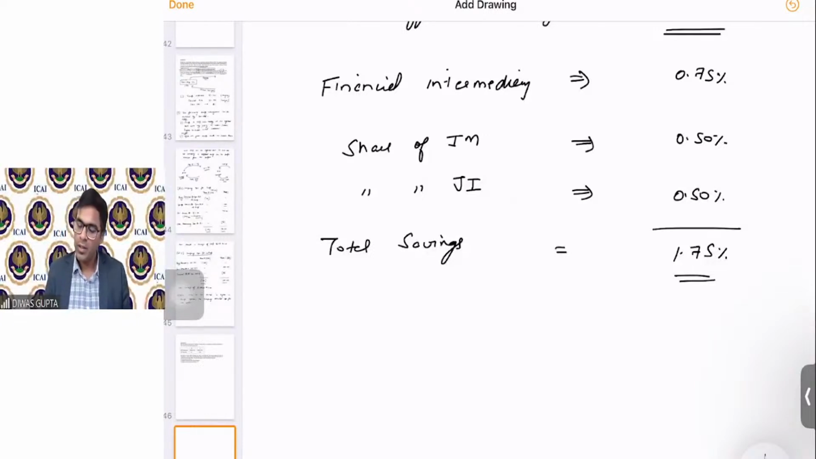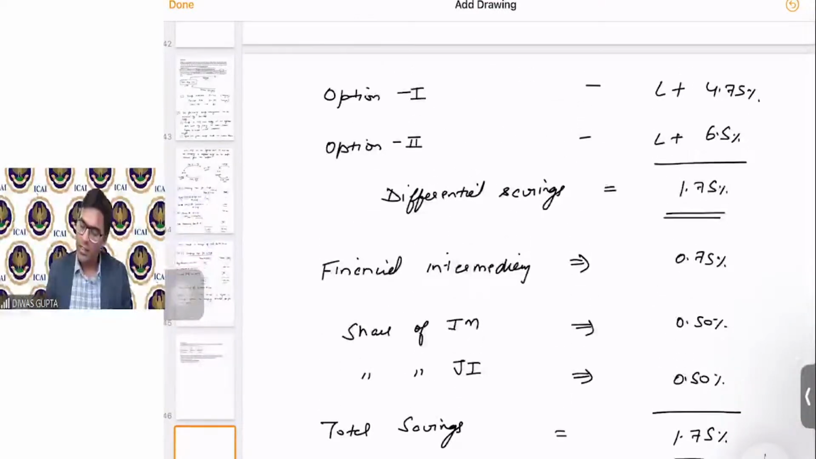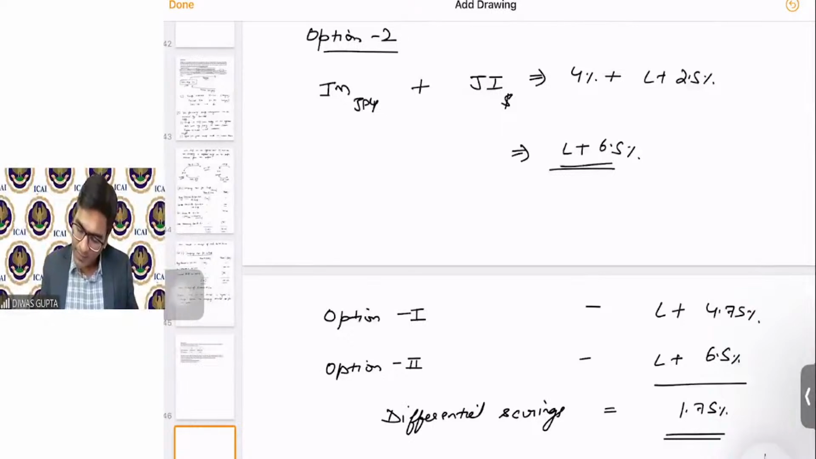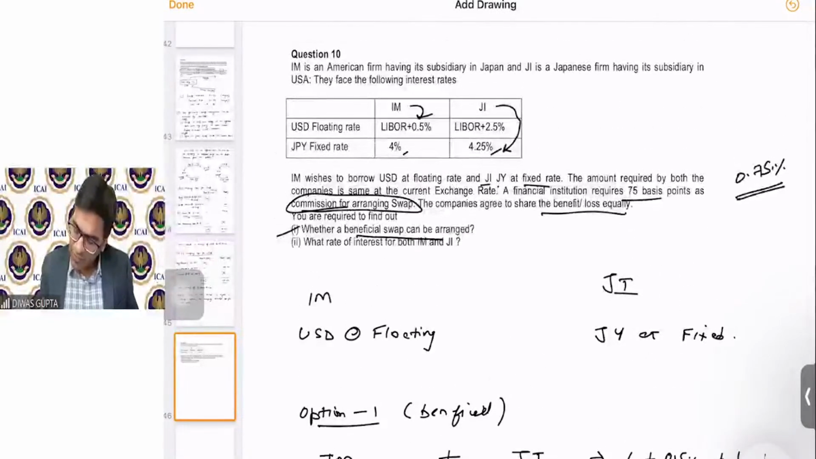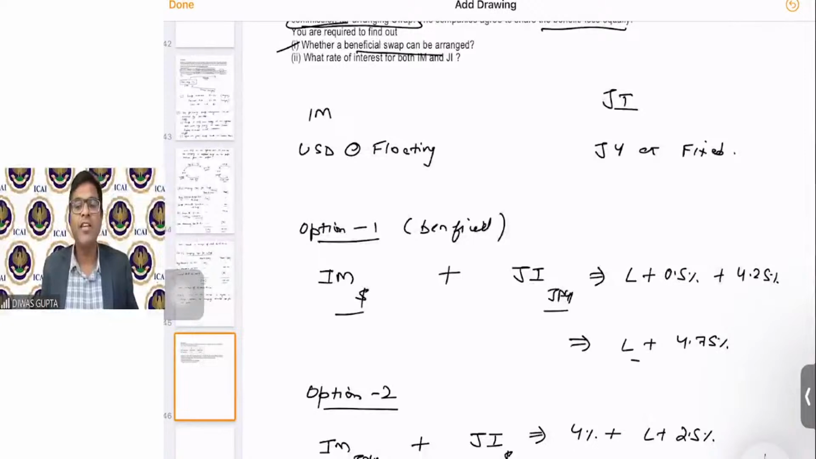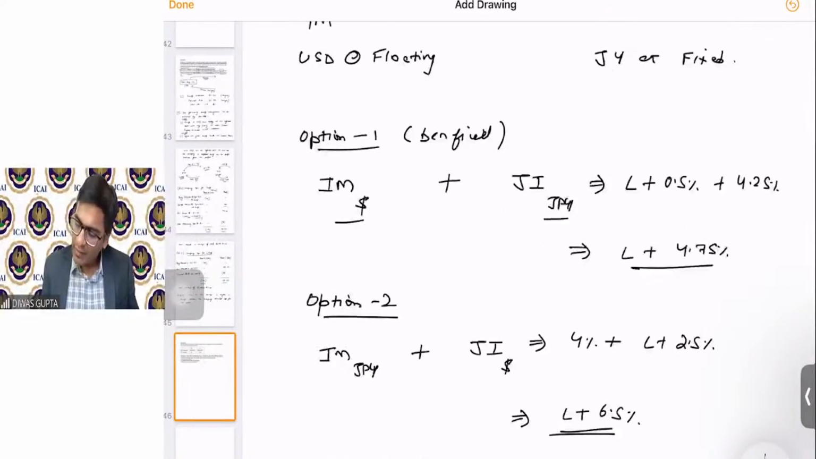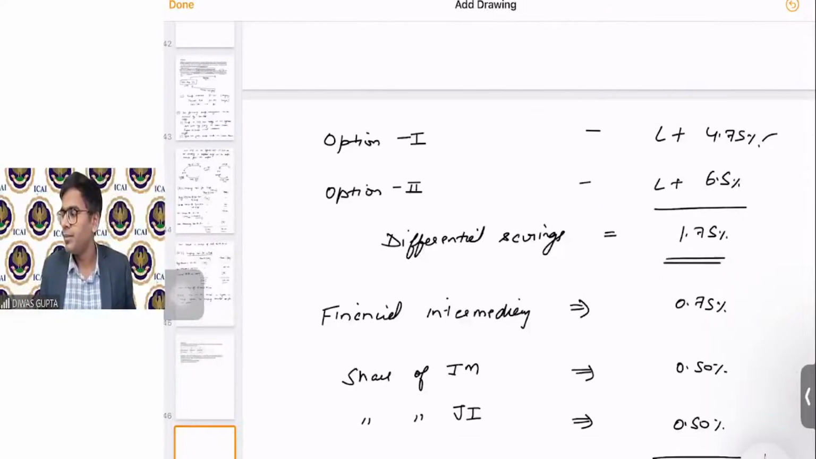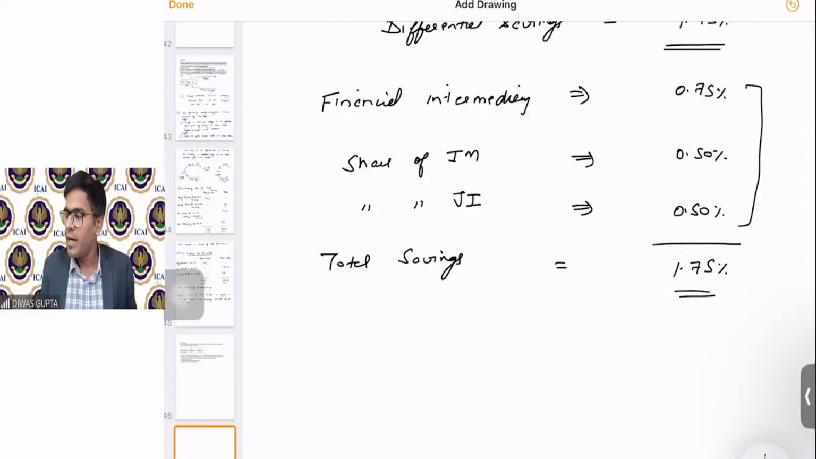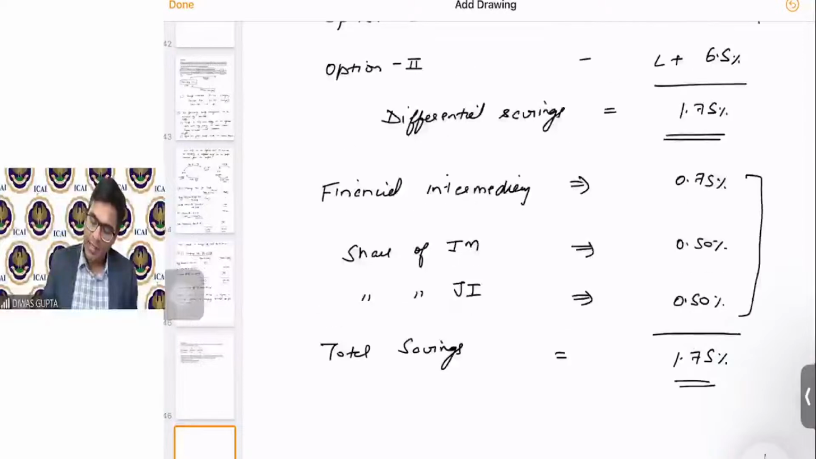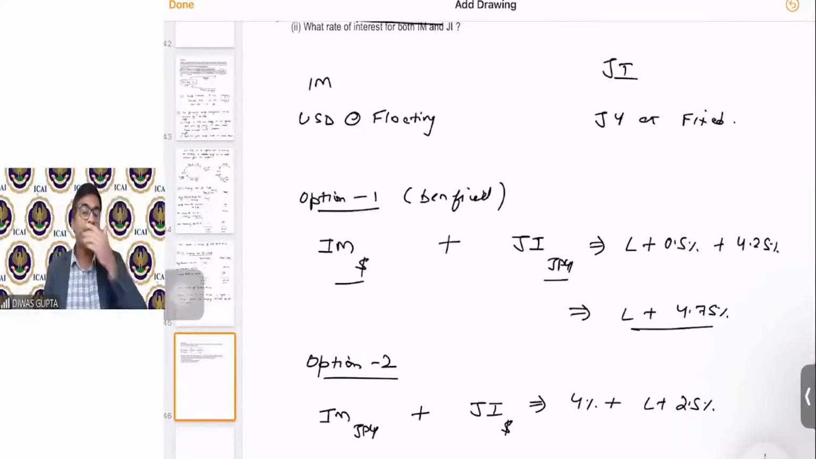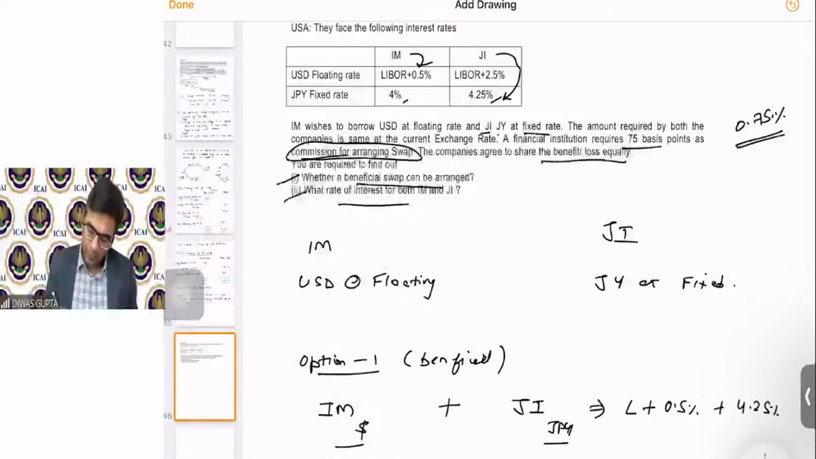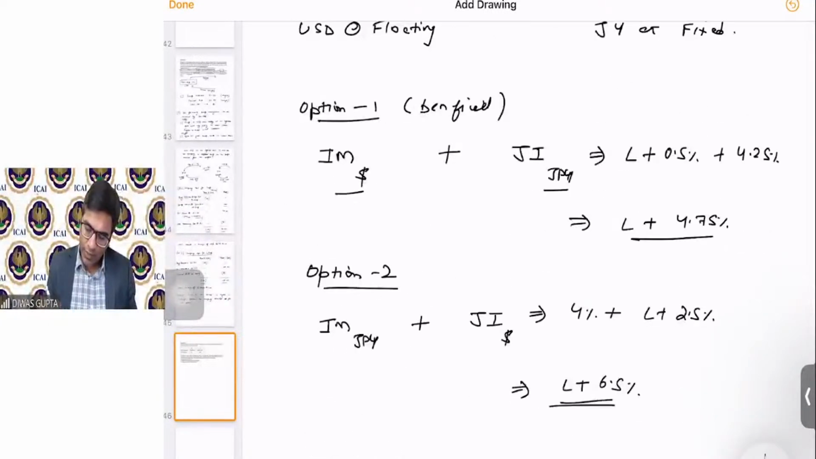Simple, students. So option one is what will be preferred. That means IM will borrow at dollar basis and JI will borrow JPY fixed basis, and they will end up having 4.75. And the way distribution will happen is basis this table. What rate of interest for both IM and JI? They are asking us to say what is the final rate of interest for both IM and JI. Let's calculate that, students.